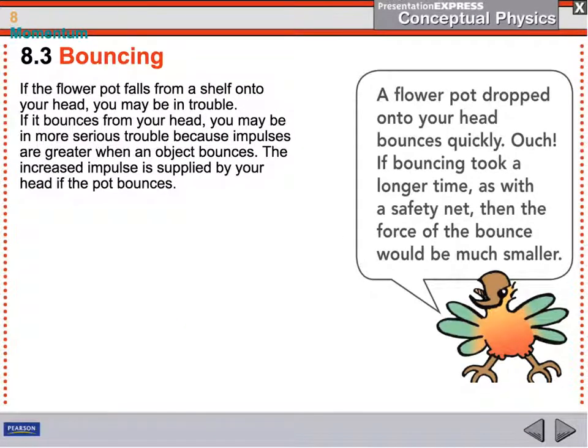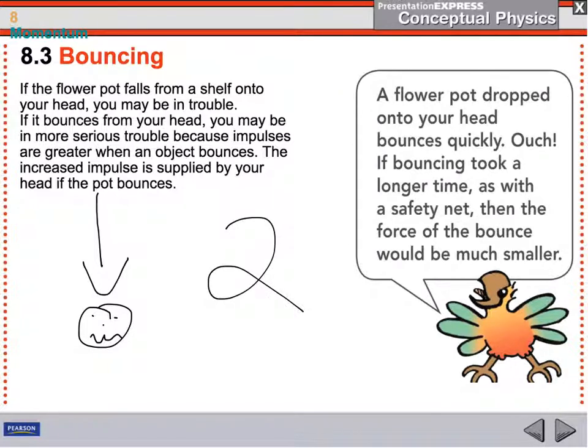If the flower pot falls from a shelf onto your head, you may be in trouble if it bounces from your head. You may be in serious trouble because the impulse is greater when an object bounces. The increased impulse is supplied by your head to the pot. So as it comes down and hits your head and bounces off, your head provided 1 impulse to stop the pot, but then your head provided a second impulse to bounce it off, so you've had 2 impulses.